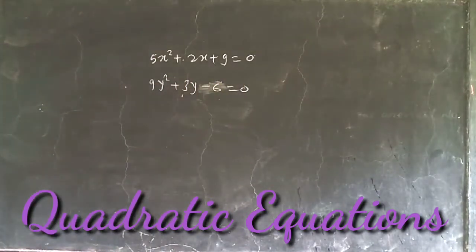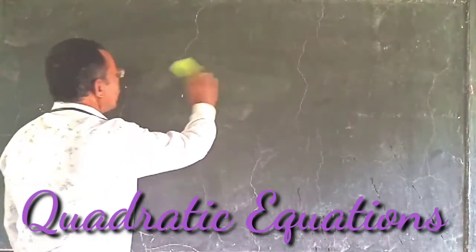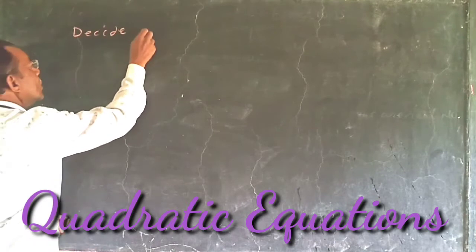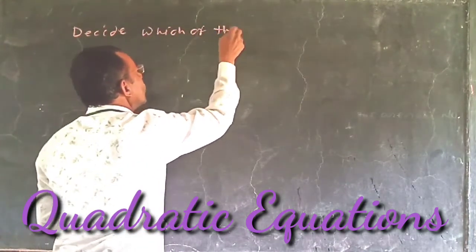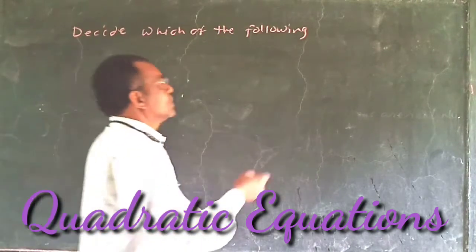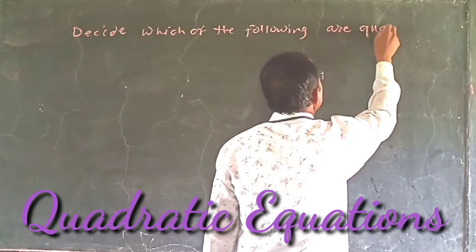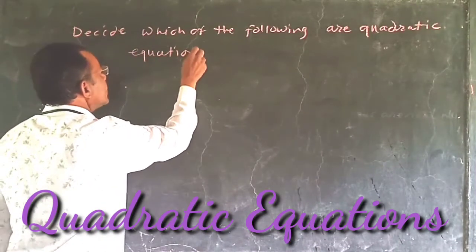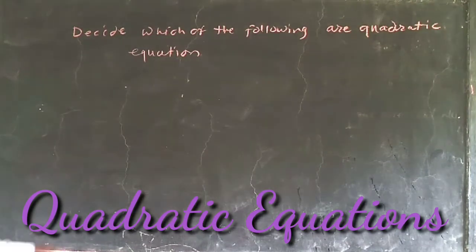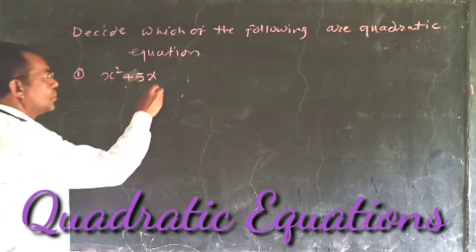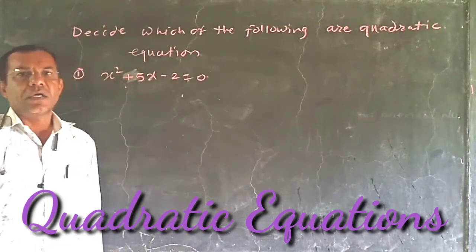Okay, then that is the first question, and the second question is: decide which of the following are quadratic equations. Number 1: x square plus 5x minus 2 is equal to 0. Is it a quadratic equation?